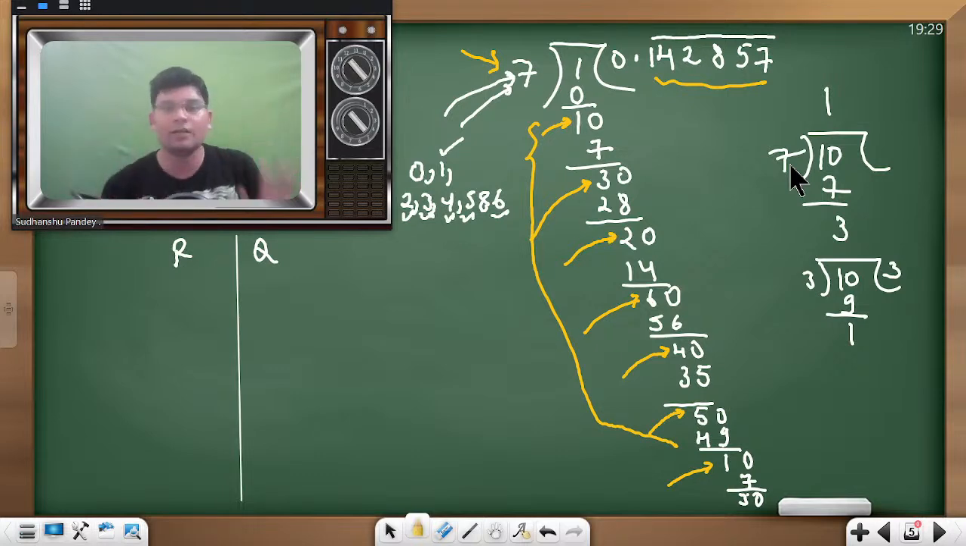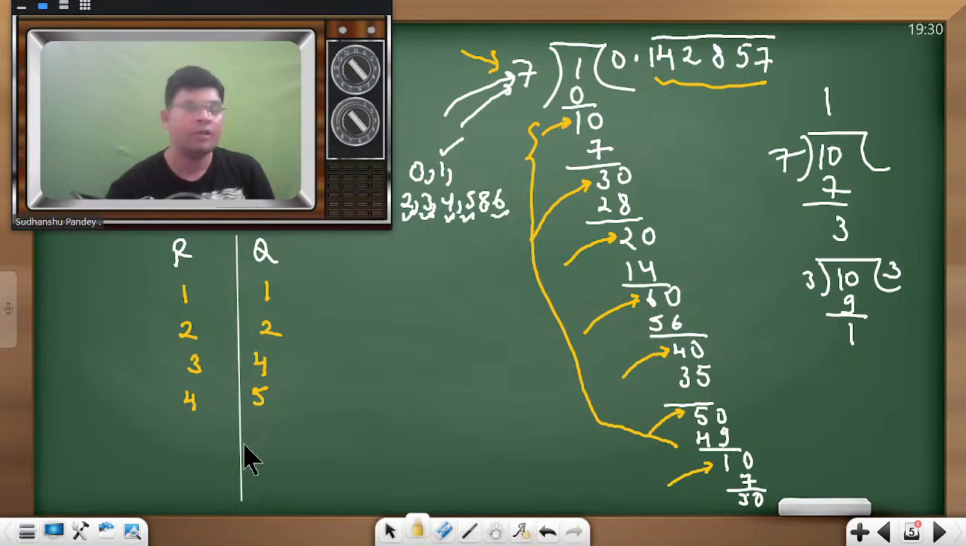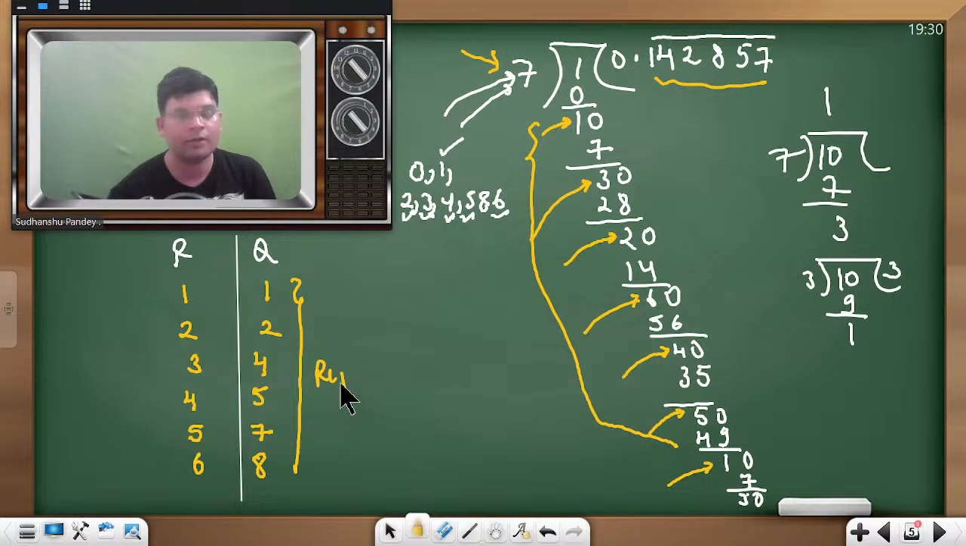And you can see here. So when the remainder was 1, the quotient was 1. When the remainder was 2, the quotient was 2. When the remainder was 3, the quotient was 4. When the remainder was 4, the quotient was 5. When the remainder was 5, the quotient was 7. When the remainder was 6, the quotient was 8. And we cannot have any other remainder. So this quotient will keep on repeating.